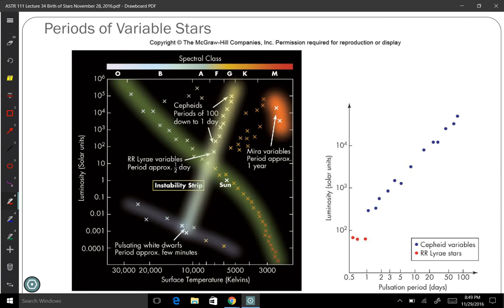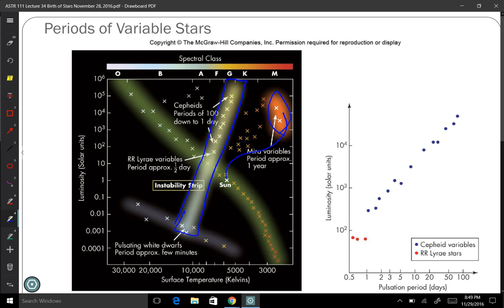Okay, here's the picture I wanted. I'm going to go back to the previous one. But this picture is showing where the instability strip is. Just to make sure it's clear, that's the instability strip. In that combination of temperature and luminosity, you can have variable stars. Now, the Mira variables are somewhere out here, and our sun, it's going to go something like that. So our sun could be a Mira variable when it's in its dying stage.